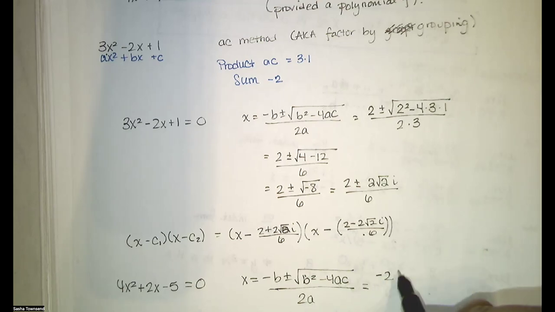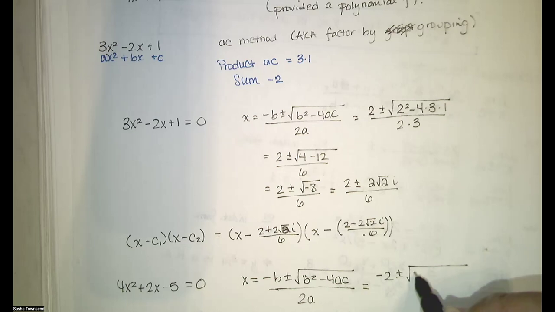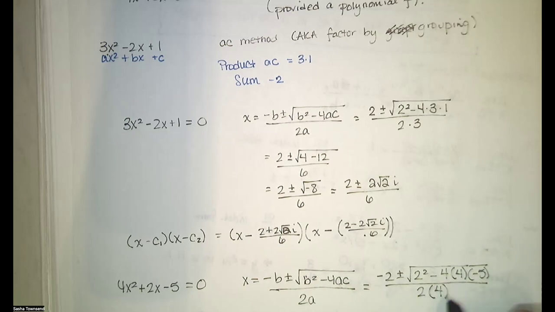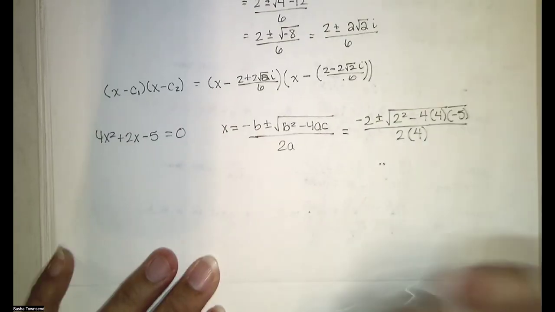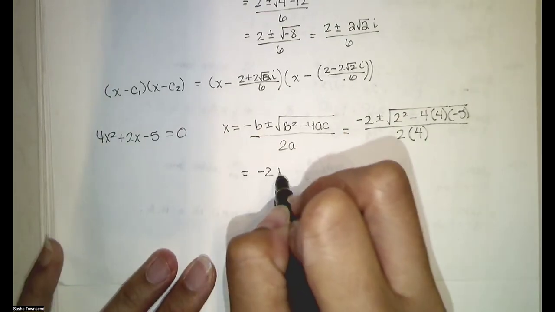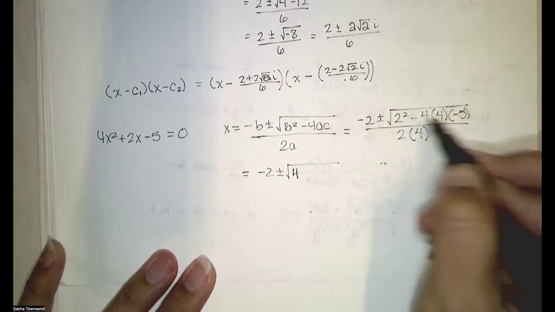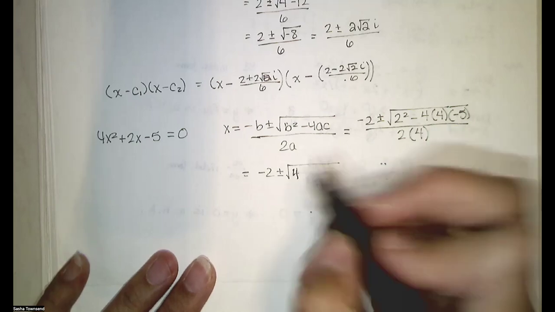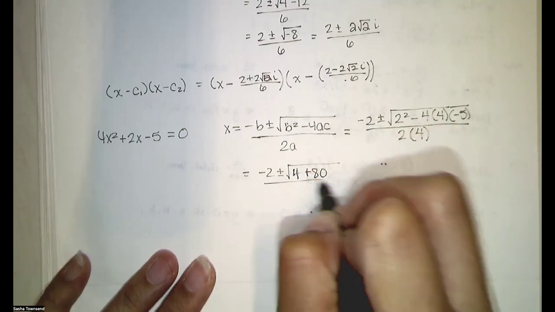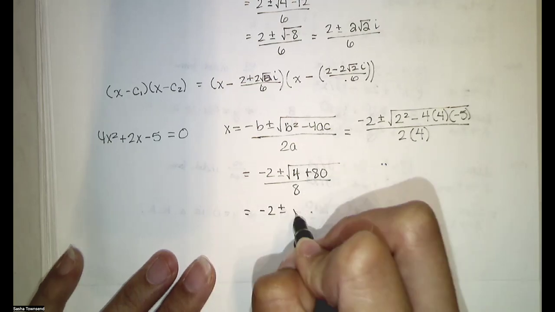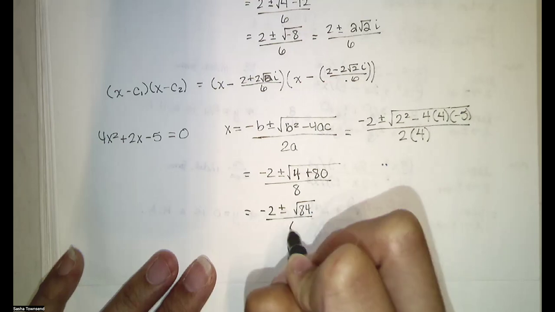Get negative b plus or minus the square root of b squared. B is 2 minus 4 times a times c. And we get negative 2 plus or minus the square root of 4. And I have a negative and a negative, that's going to be a positive. That's 20 times 4 is 80. So I've got negative 2 plus or minus the square root of 84 divided by 8.